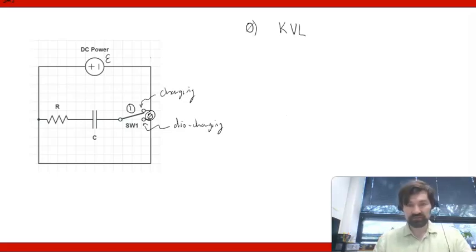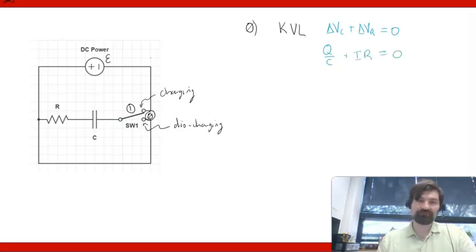So if we close the switch to position 0 so that the capacitor is discharging, the Kirchhoff voltage law for that loop will have a delta VC plus a delta VR equals 0. And so what you end up getting is Q over C plus I times R is 0.